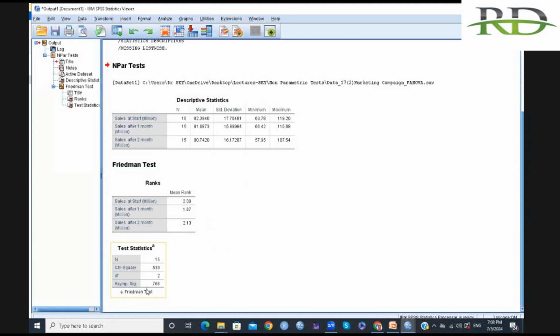So here you can see that the p-value is 0.766, very high in comparison to 0.05. So it means there is no impact of the campaign on the sales. The null hypothesis is not rejected.